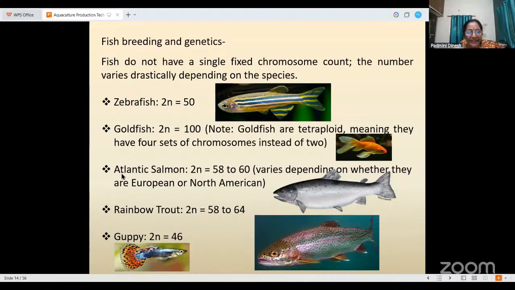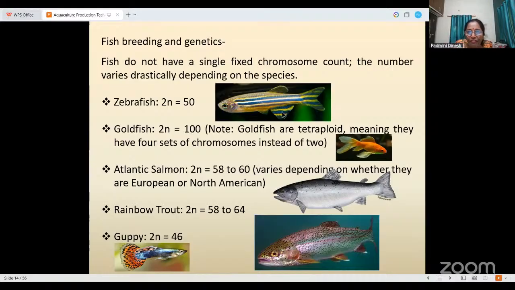And you also have Atlantic salmon. The salmons are very, very famous in foreign countries because they have a lot of nutrient values. What is the chromosome number? 58 to 60. And in rainbow trout, why rainbow trout? Because the color is almost like a rainbow. It has 58 to 64, and guppies 46. So on and so forth. These are some examples I wanted to give you all. These guppies are also grown in the aquarium with beautiful, different colors.